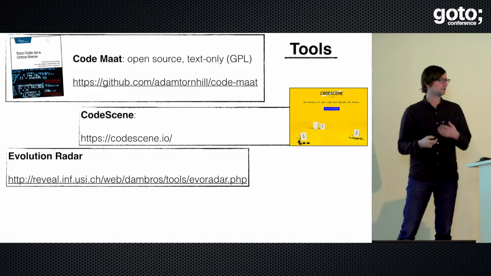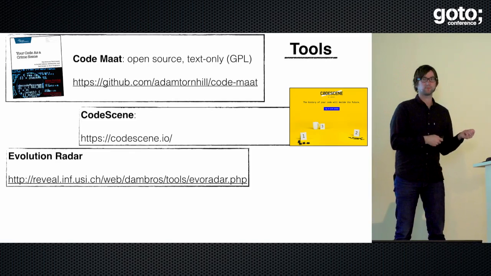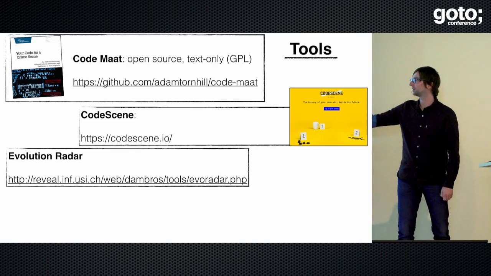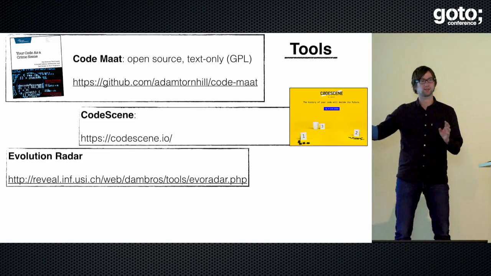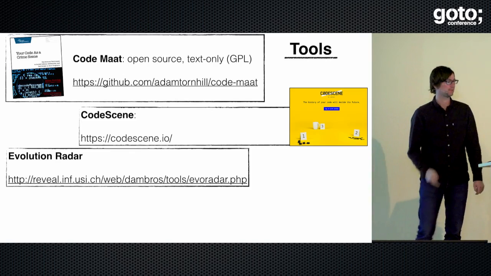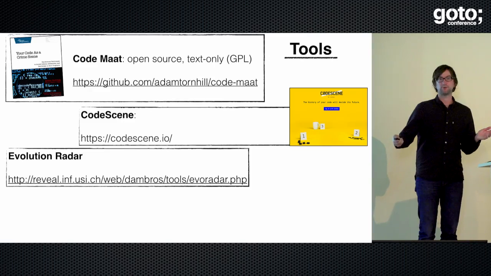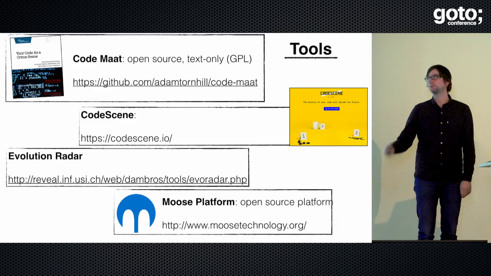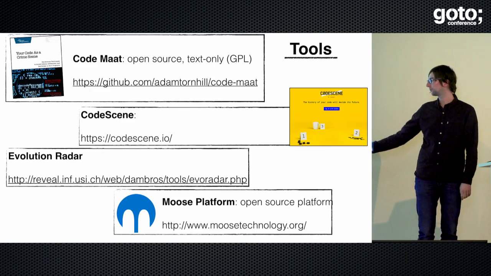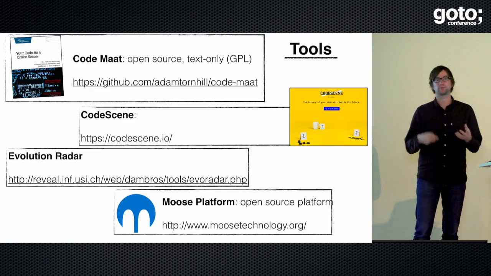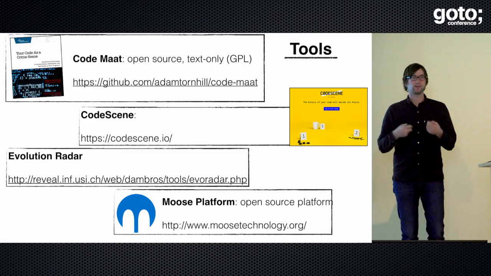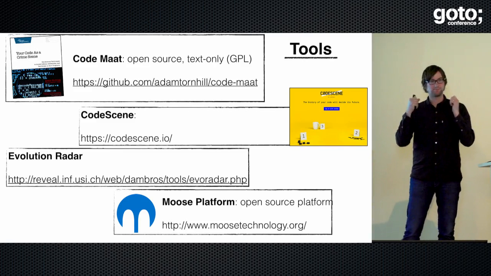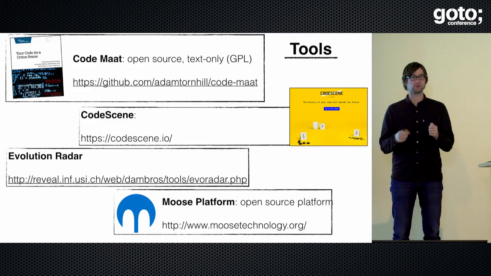There are also some interesting options from the academic space. My personal favorite is this one, called the Evolution Radar, which is particularly strong on change coupling. It's a really, really good tool for that. And finally, if you want to create your own tools, I recommend that you have a look at the Moose platform. The Moose platform is a platform for building code analyzers. Moose is also the best excuse I know to learn to program in Smalltalk.